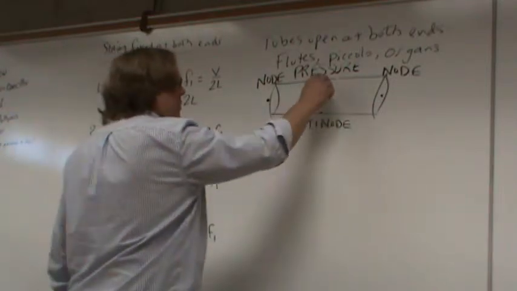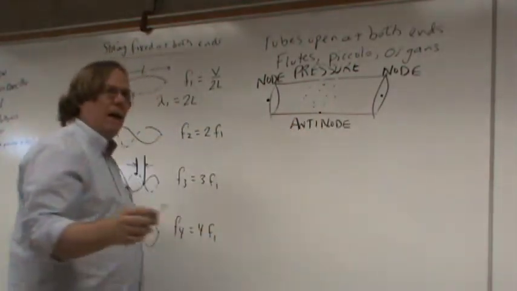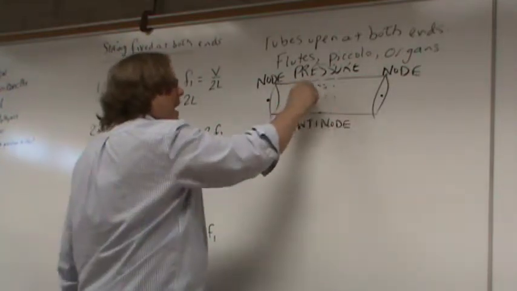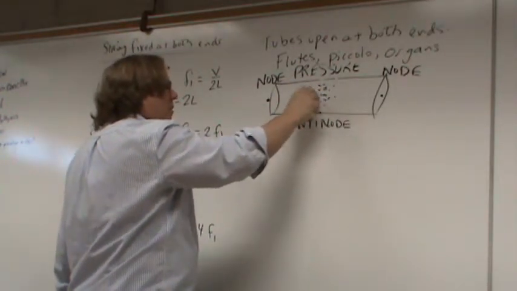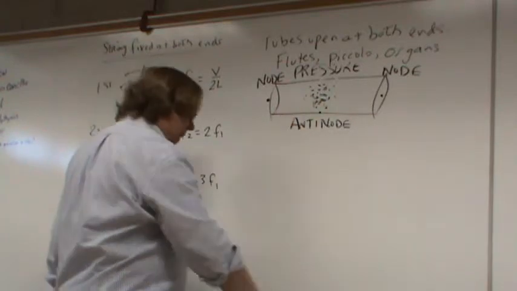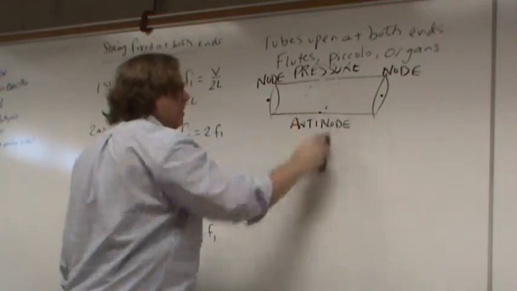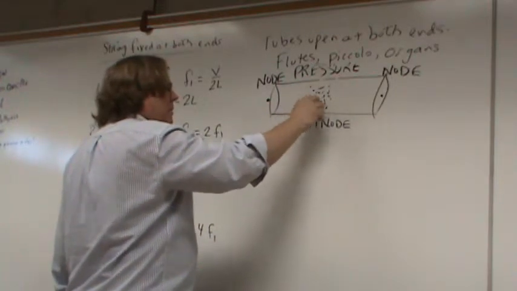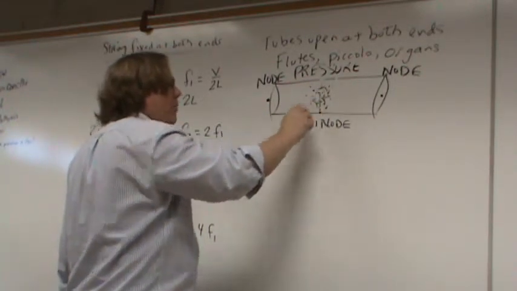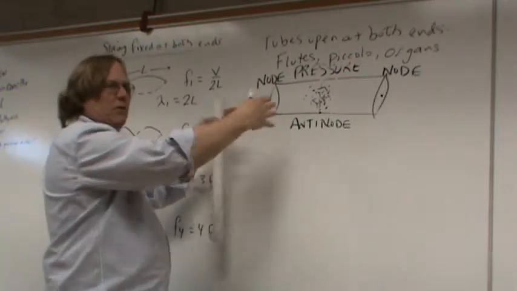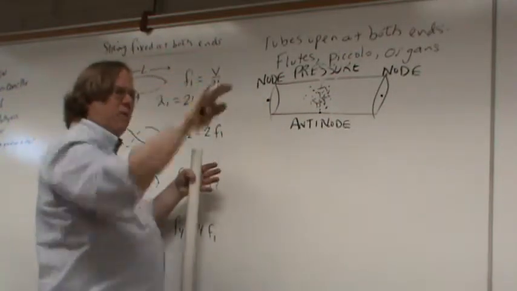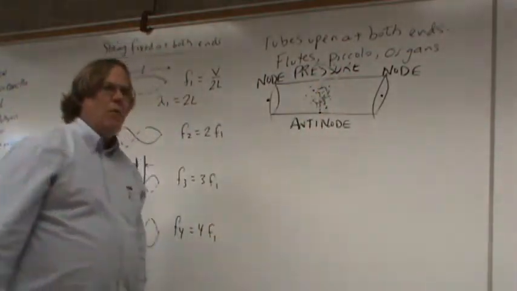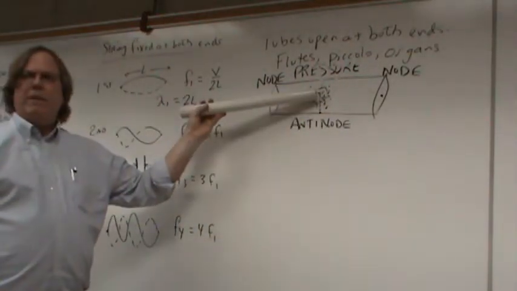That is, it'll be low pressure, rarefied, and then high pressure, and then low pressure, and then high pressure. I just alternate back and forth between low pressure and high pressure, because these are compression waves. These aren't transverse waves, these are compression waves. High pressure, low pressure, high pressure, low pressure. Well, the problem is, it's really hard for me to draw that.